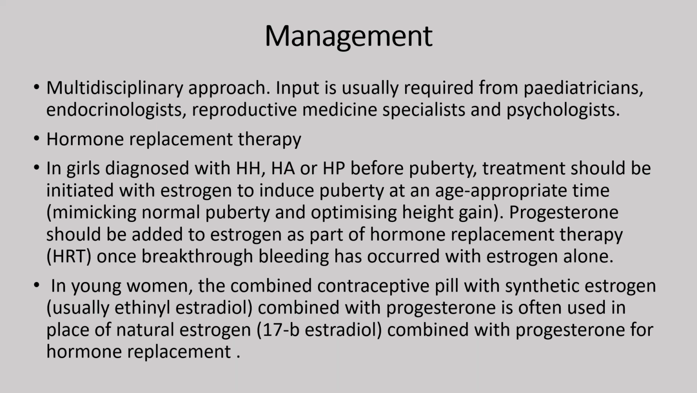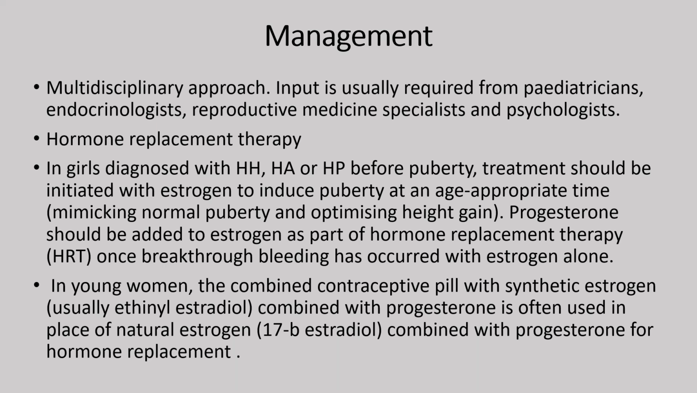That means that enough endometrium has grown, then you need the progesterone. So first, for the first 1 to 2 or 3 years, you need only estrogen, and then once there is a breakthrough bleeding, then you will give the progesterone in these patients if you diagnose before the puberty.